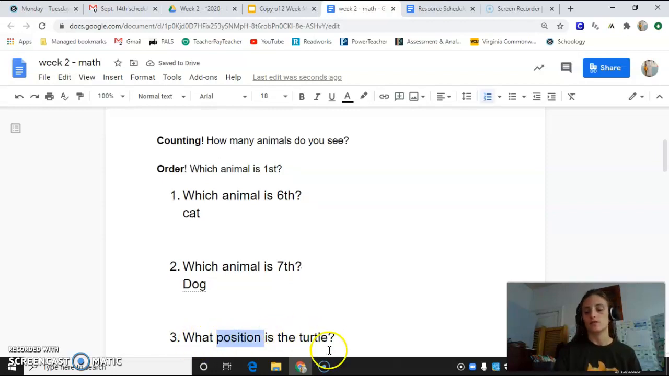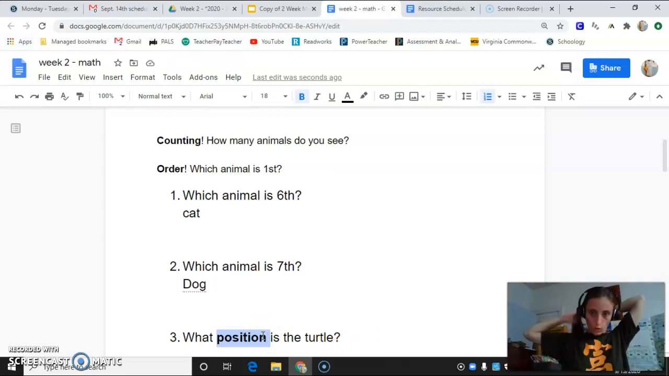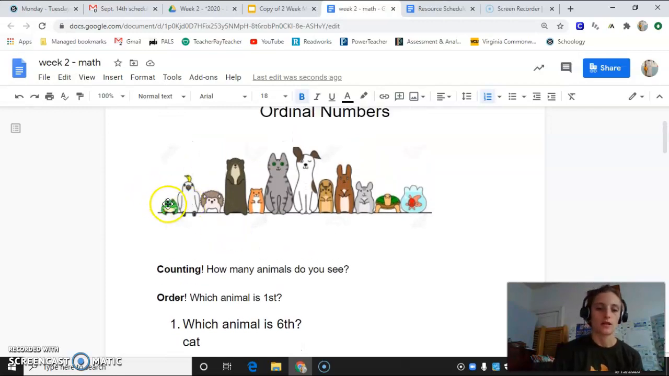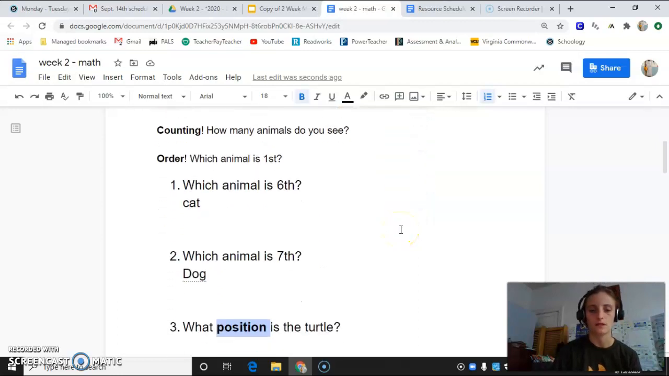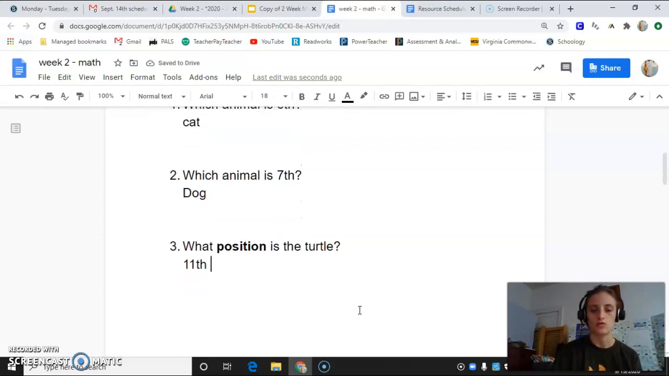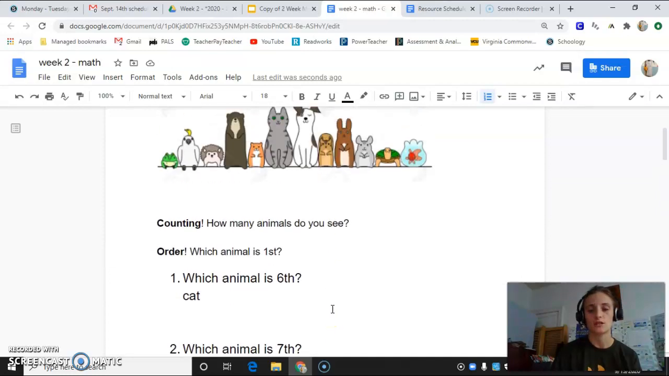What position is the turtle? So position is what the word is when I'm asking what the ordinal number is. So I don't say what ordinal number is the turtle. I say what position is the turtle. So when I count them, I'll say first, second, third, fourth, fifth, sixth, seventh, eighth, ninth, 10th, 11th. The turtle is the 11th.